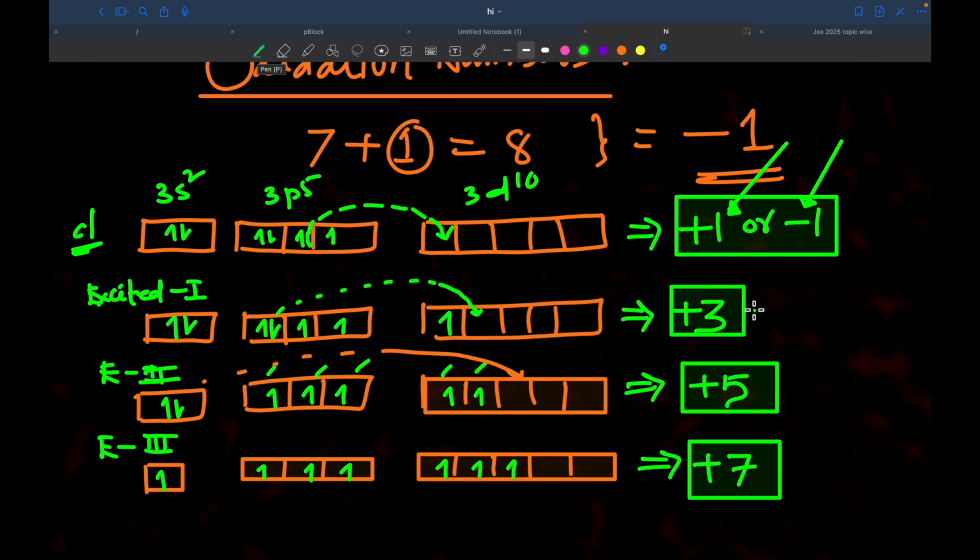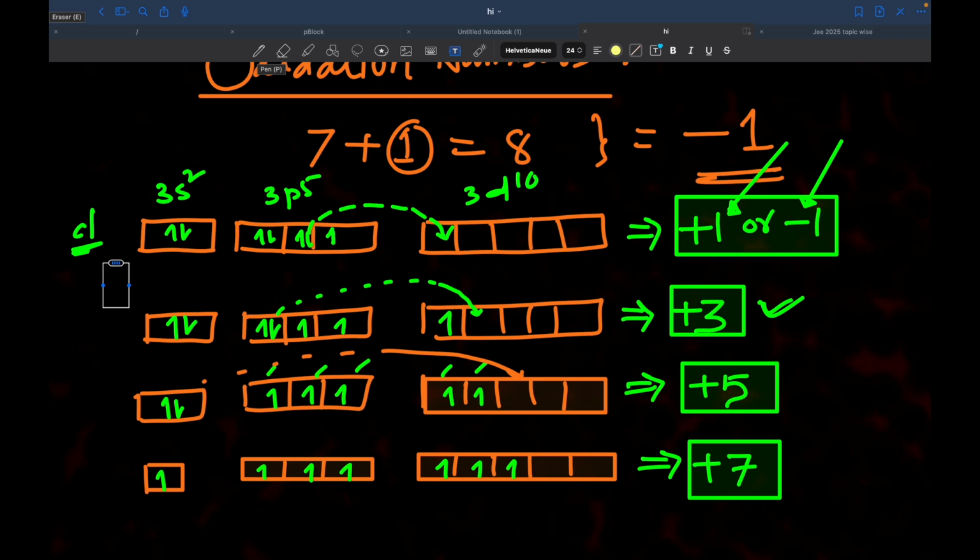The question asks: +5 oxidation state is possible in which excited state? And +7 oxidation state is possible in which excited state? So these questions are commonly asked. I'll write it properly so that you are able to copy this also. All of you, you have to copy these things now.